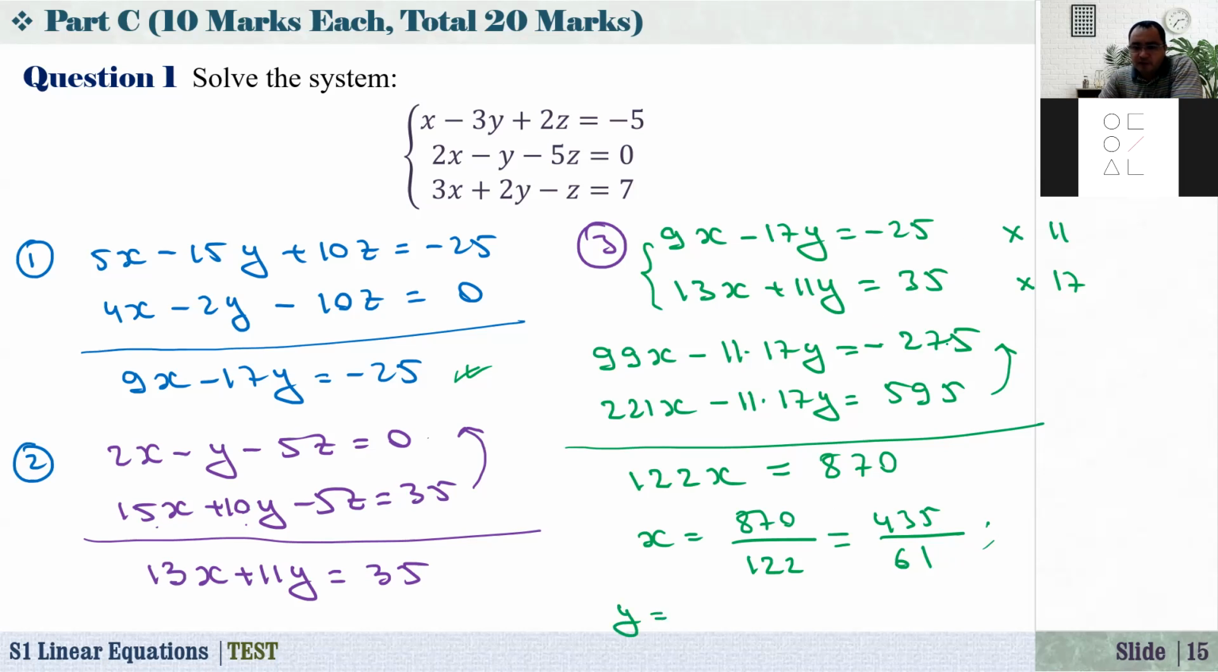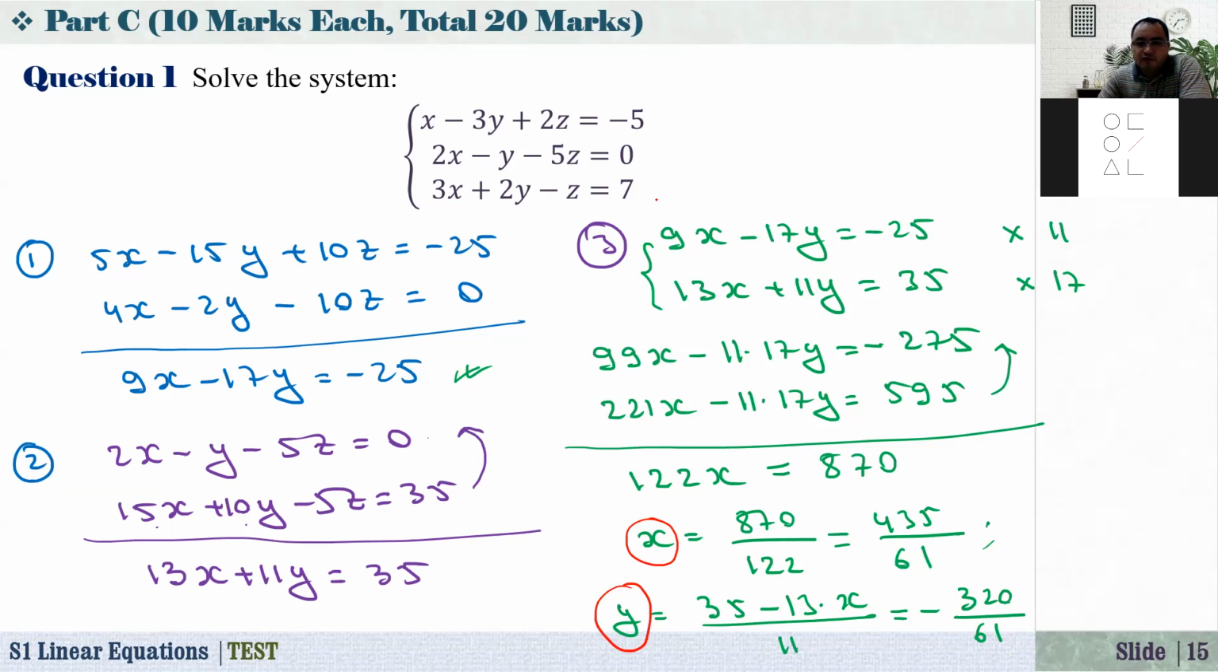Let me find y here. y is equal to 35 minus 13 times x, over 11. Now if we substitute what we got, it is 35 minus 13 times the fraction 435 over 61, all over 11. That is equal to minus 320 over 61. Okay, that's our one. Let me circle this: that is x and that is y.